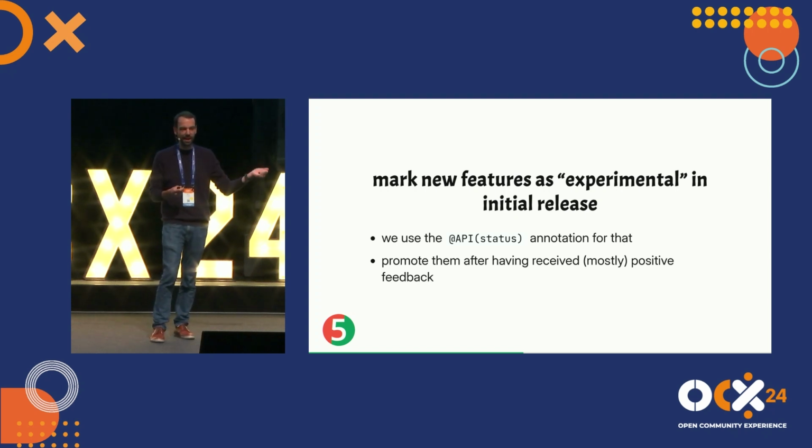So we have our own API annotation for annotating all public types and annotations and so forth to indicate what their status is in terms of stability. And we do regularly go through them and promote them. Maybe not initially in a subsequent release, but in the release after, we usually promote things that have received positive feedback, or at least mostly positive feedback.